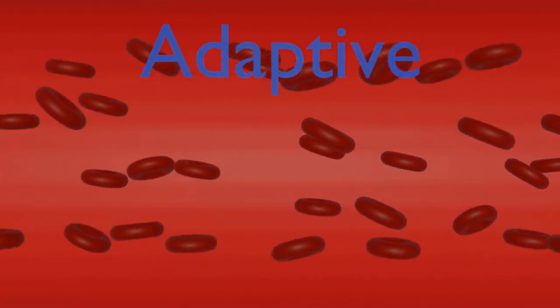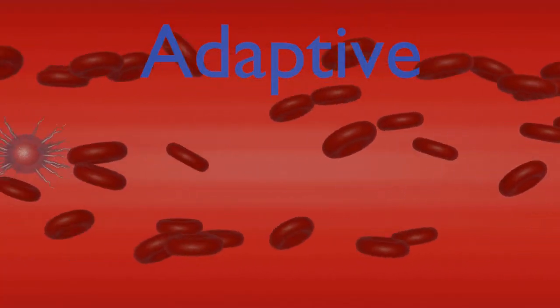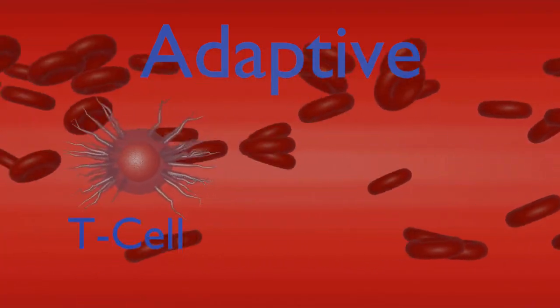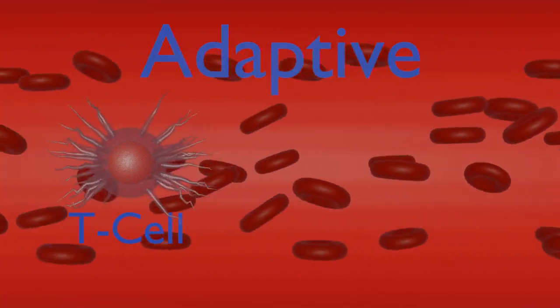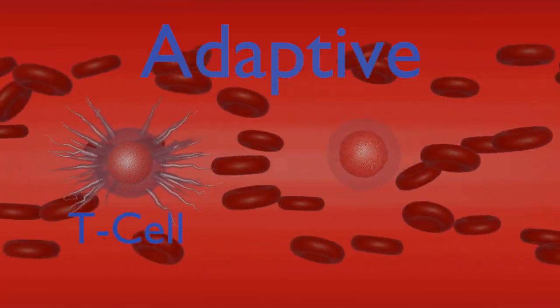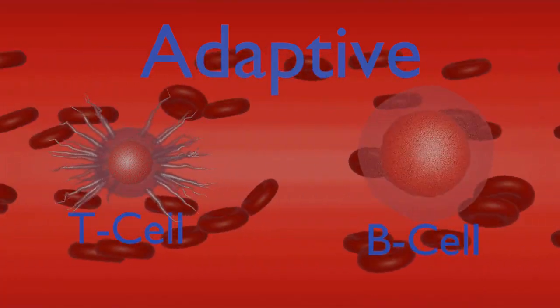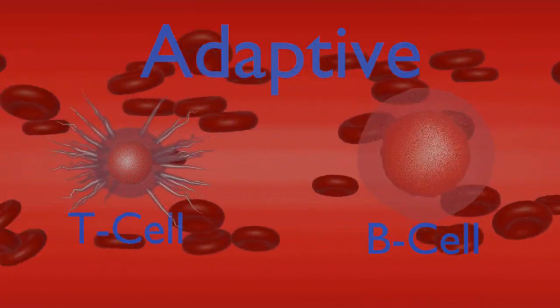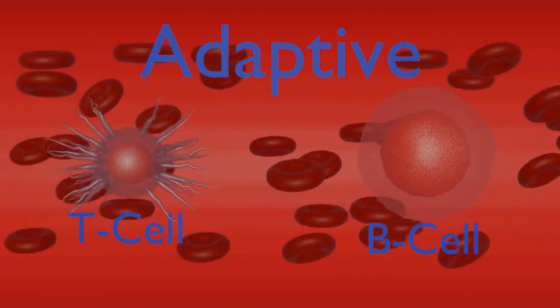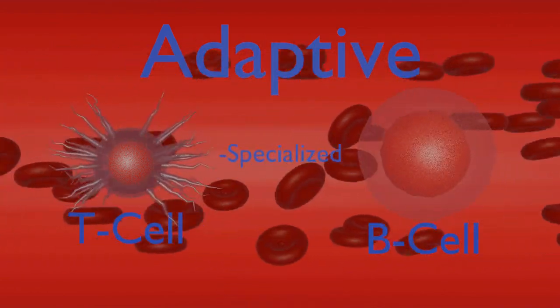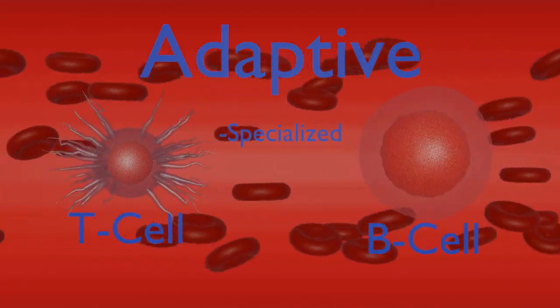This is your adaptive immune system. The first cell in the adaptive immune system is the T cell, also known as the killer T cell. It's very similar to a natural killer cell. The next cell is the B cell. This cell acts as a factory for antibodies. The reason this is called the adaptive immune system is because each cell is specialized to fight one specific type of virus.